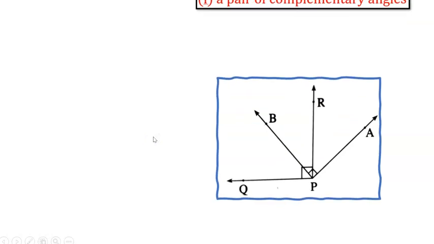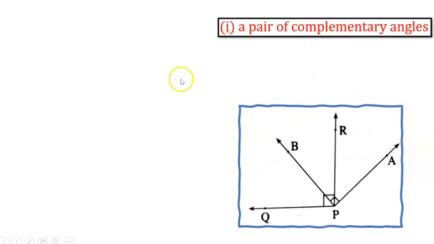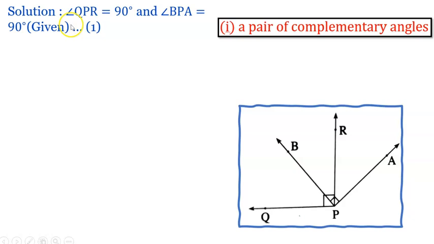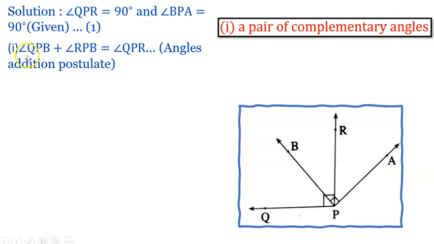Now see this here. This is a figure. A pair of complementary angles. First, angle QPR is equal to 90 degrees. Angle BPA is equal to 90 degrees. This we have been given. Next, the measure of angle QPB plus the measure of angle RPB is equal to the measure of angle QPR. That is the angle addition postulate.